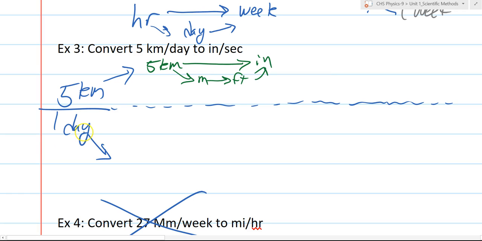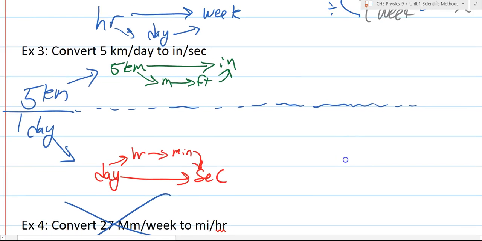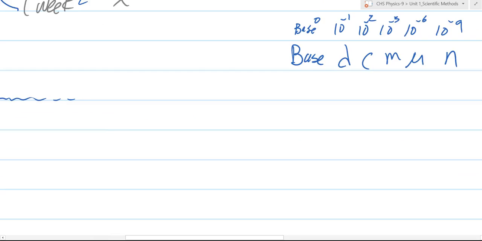For the days, I already have green. Let's do red. I'm trying to go from days to seconds. I don't know how many seconds there are in a day, but I do know that I can go from days to hours, and then from hours to minutes, and then to seconds. So this one I'll have to do 1, 2, 3 problems. And over here, it looks like I'm going to have to do 3 problems, but here's one way that we can make our lives a little bit easier for the top.